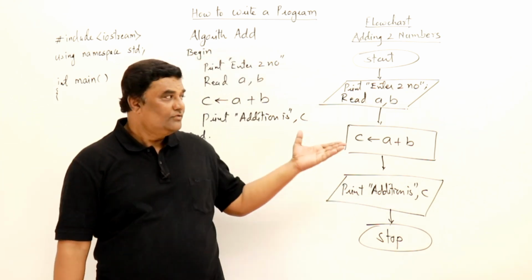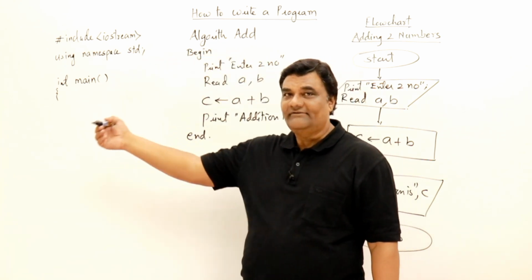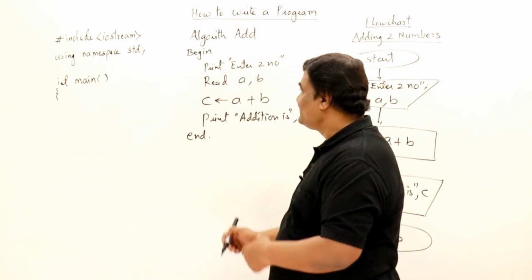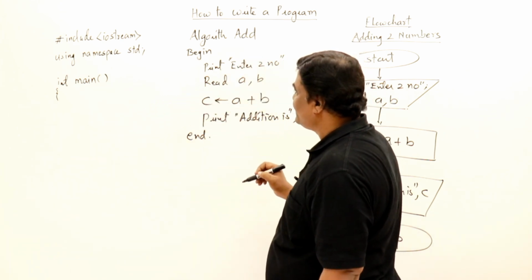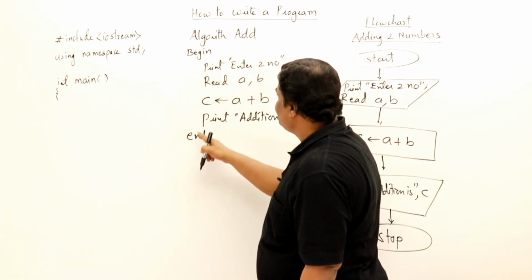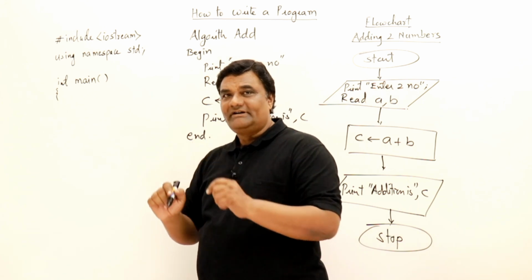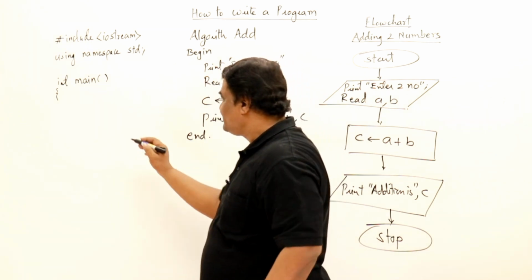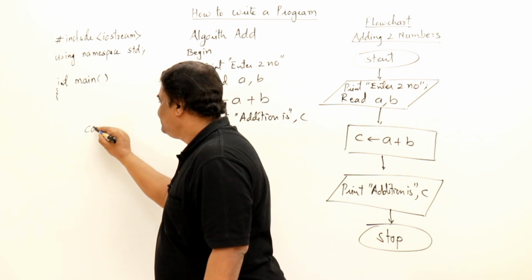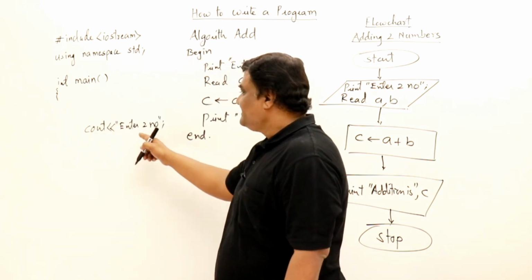Now what do I have to do? Here I have a flowchart, here I have an algorithm. These two things I have to convert. So from the algorithm we'll convert it into a C++ program. See, begin. Inside this, first is print enter two numbers. How to print anything on the monitor? Cout, we know that. So here I will write cout enter two numbers. This will print this message on the screen.